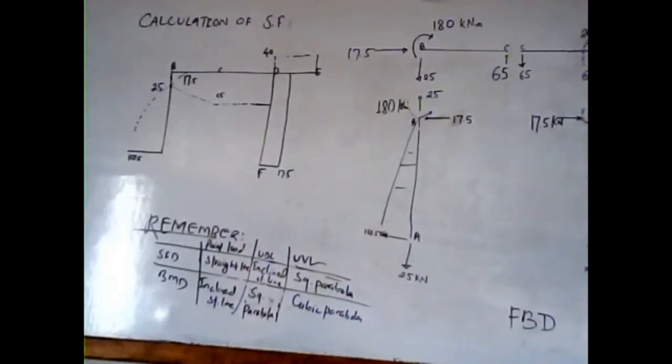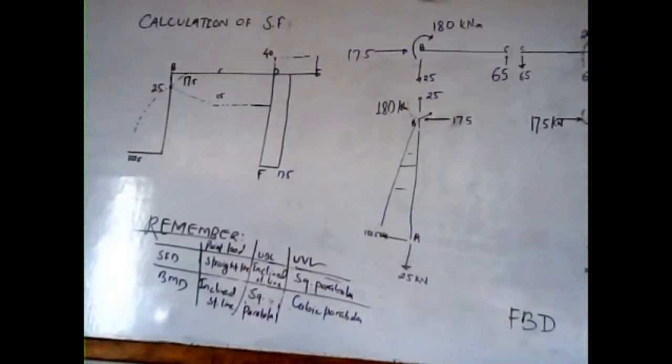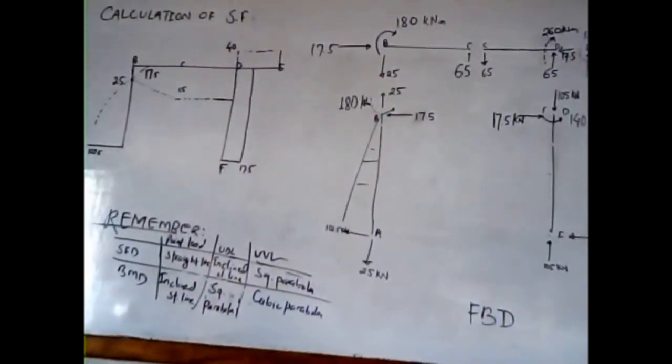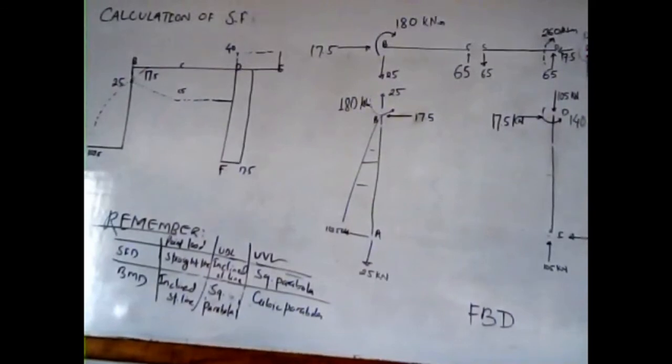So friends, at section DF, we have 17.5 kilonewton acting towards the right direction. So this will be our positive. This is a point load, so we have a straight line in your shear force diagram. So this is the simple way of locating the points in the shear force diagram.